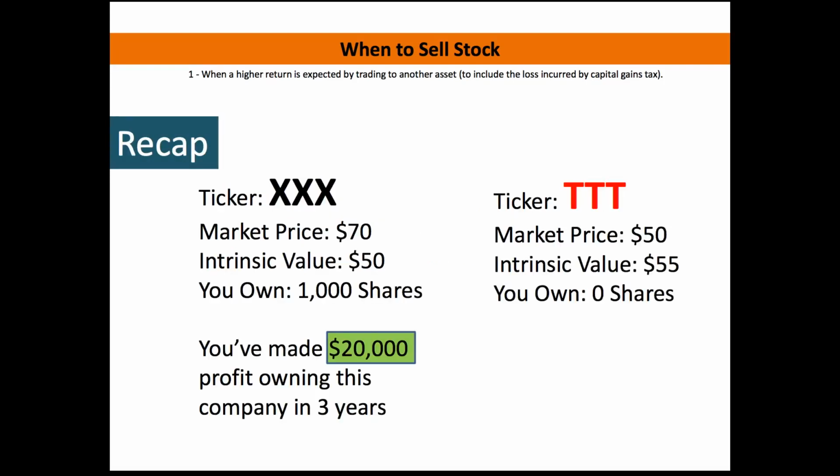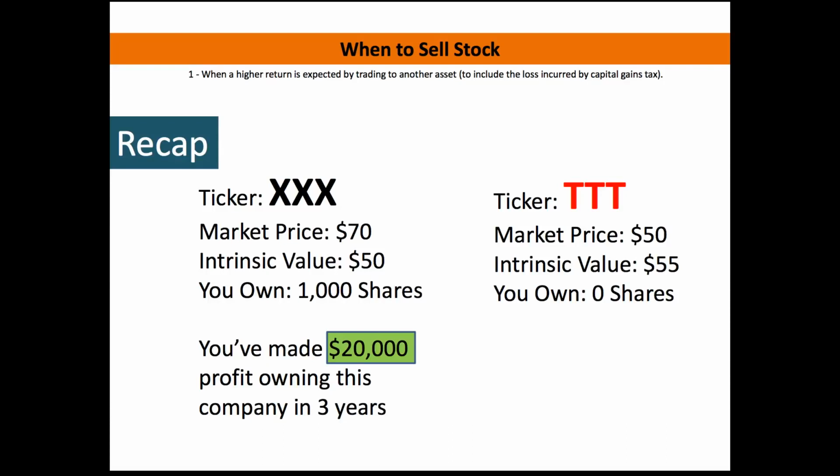Okay, so here's another quick recap so that you're on top of everything that's happened up to this point. Company XXX, our market price is $70 currently. The intrinsic value, we calculated it to be $50, which is significantly lower than what it's trading for. That's not good. We own 1,000 shares, so we've made a $20,000 profit by owning this company for that duration of 3 years. Okay, so that's what we're going to pay capital gains tax on if we decide to get out of that asset.